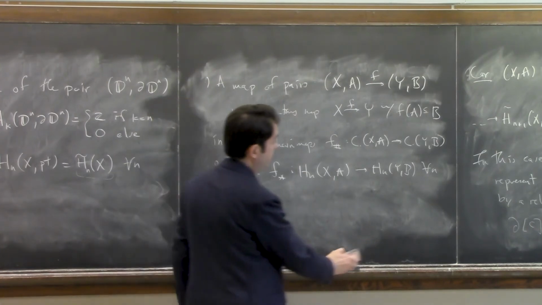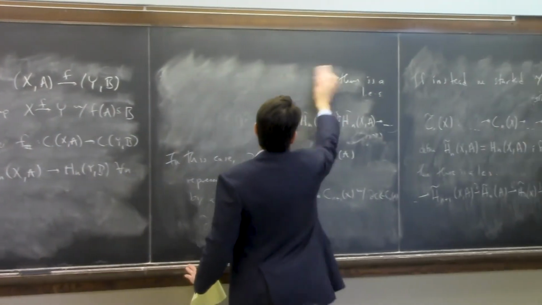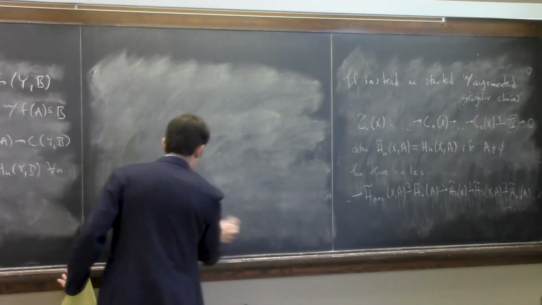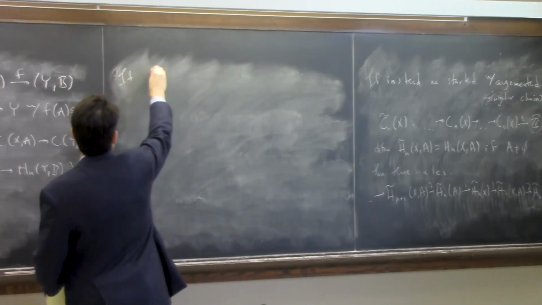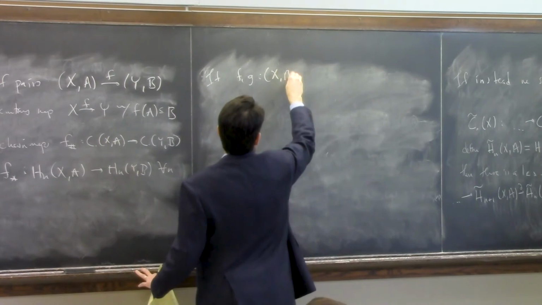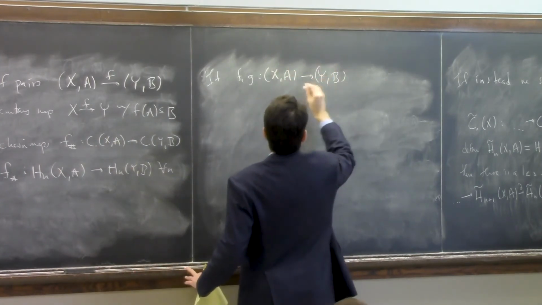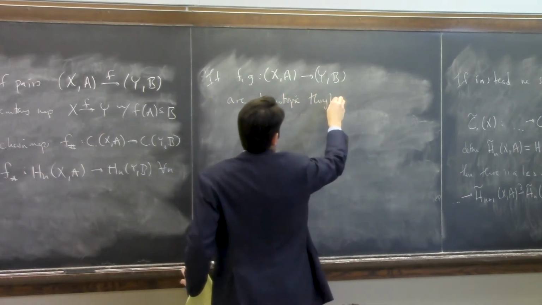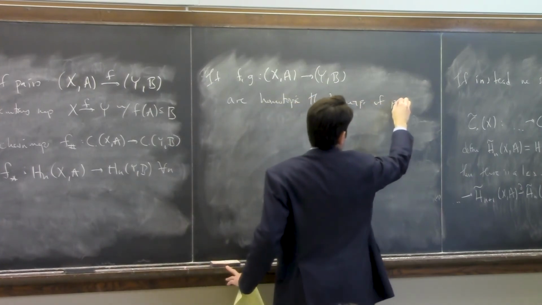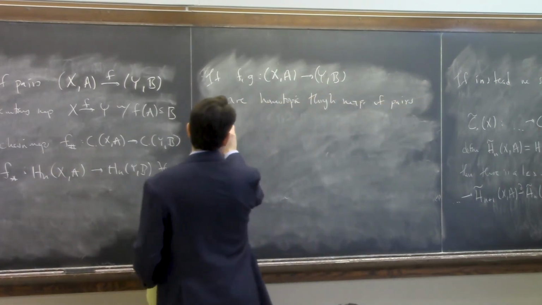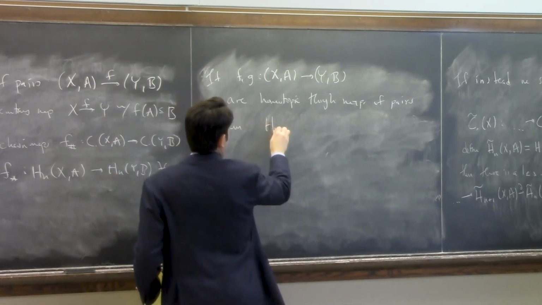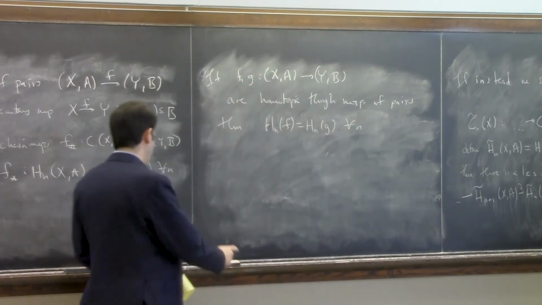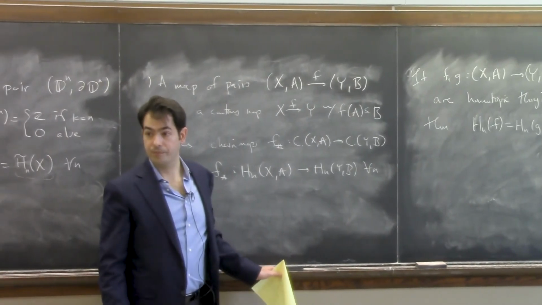Okay, if you have homotopic maps, so if you have two maps of pairs, and they're homotopic through maps of pairs, then the induced maps in homology are equal. The induced maps in relative homology are equal, right?